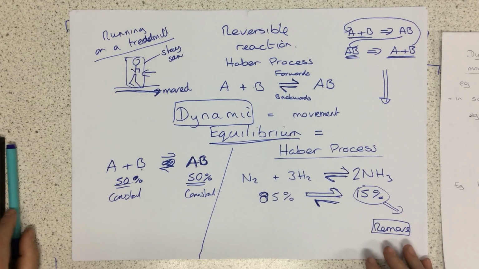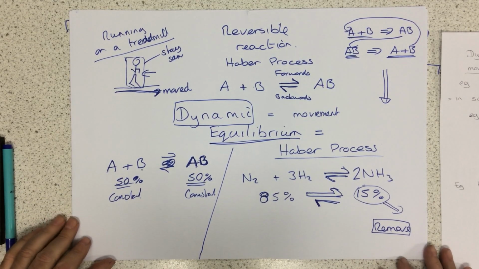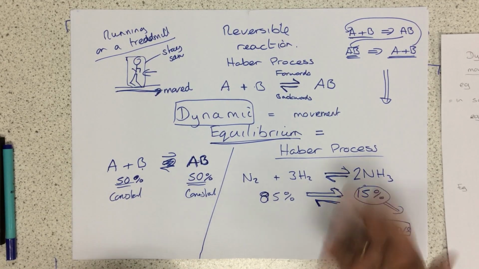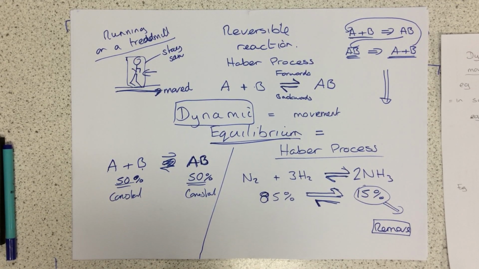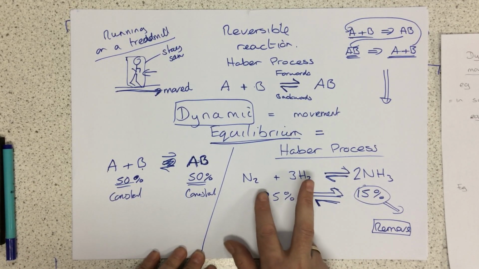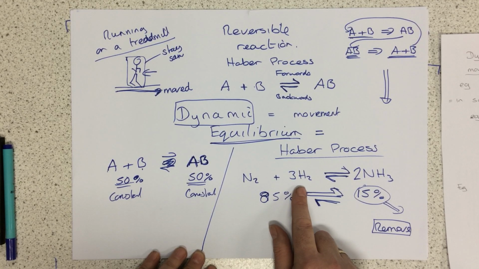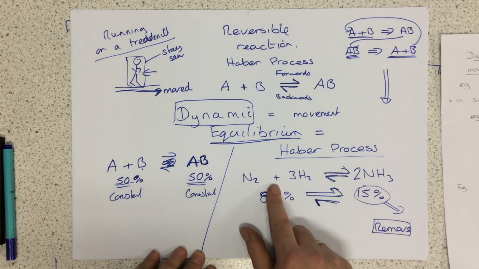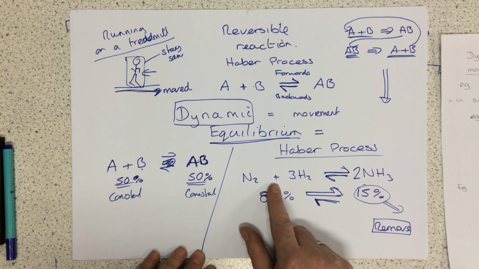In summary, dynamic equilibrium is where we appear to have equal proportions in reversible reactions, and yet the actual reactants and products are constantly changing. And our most common example of that we find in the Haber process, where we have nitrogen and hydrogen being used up to make ammonia, but that ammonia is constantly breaking down to form nitrogen and hydrogen again.